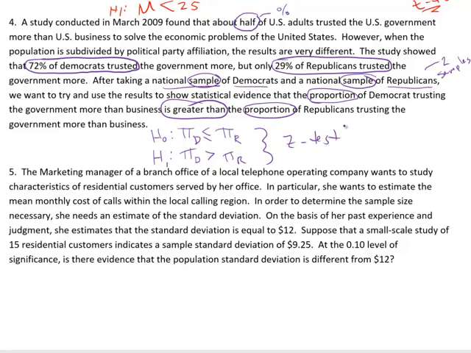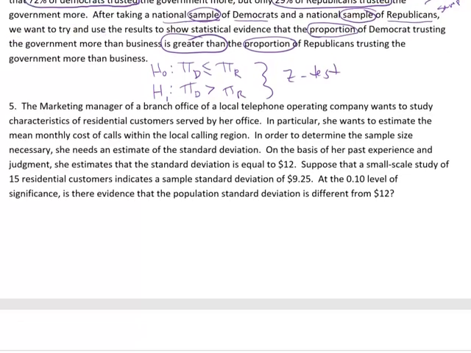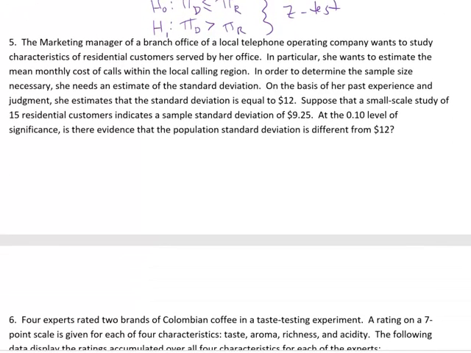We probably have enough information. Looks like we've got the sample proportion there. So, yeah, we got enough information. We could do that one. All right, number 5.